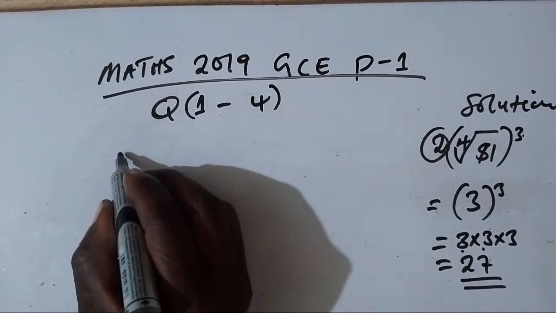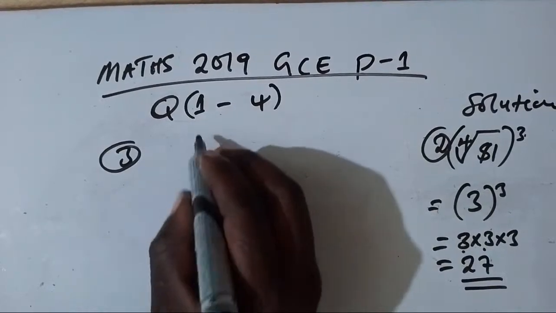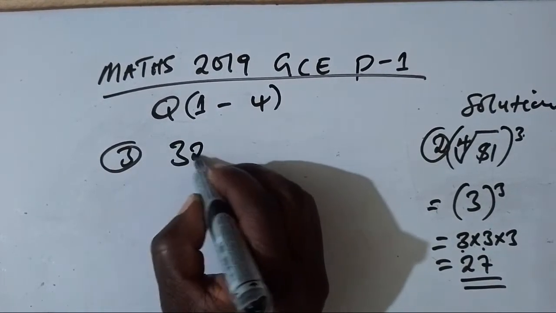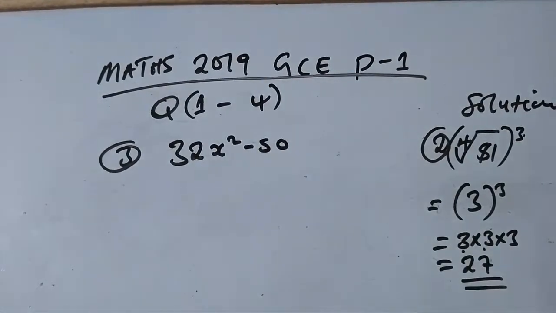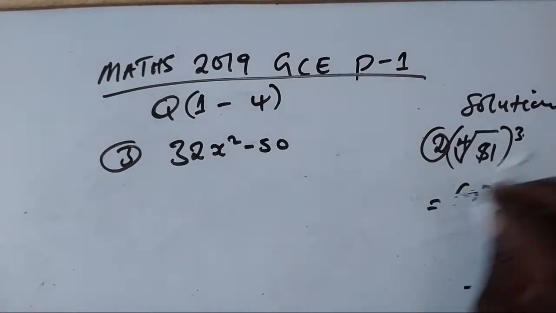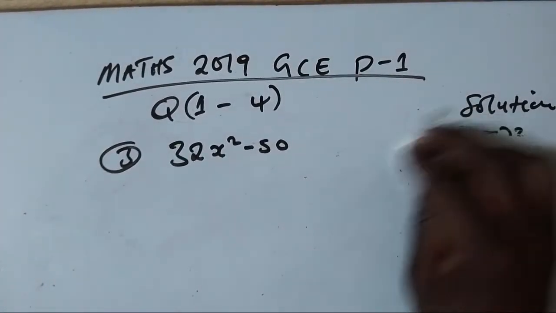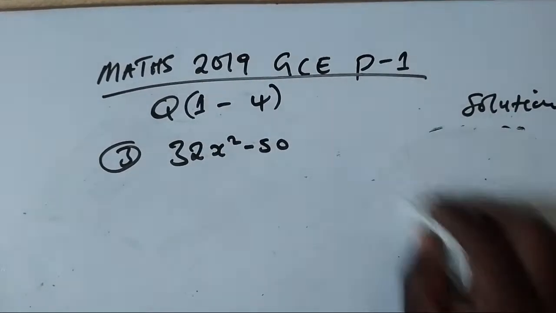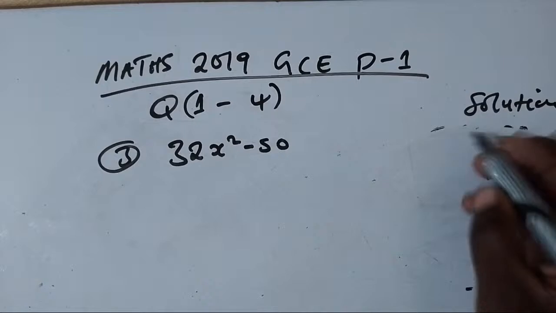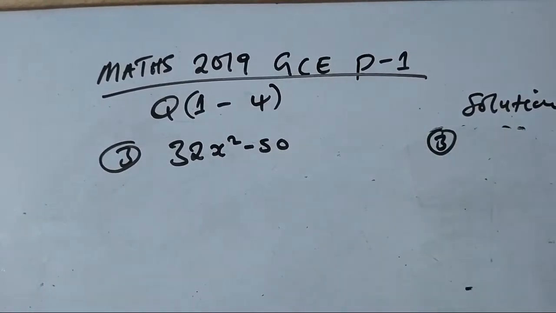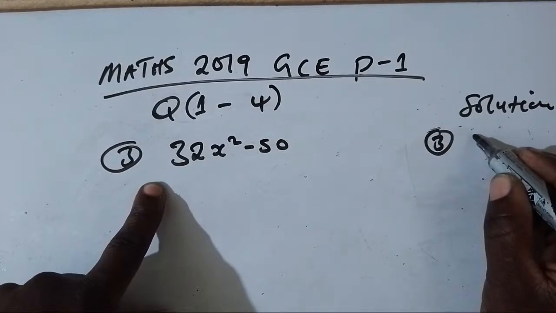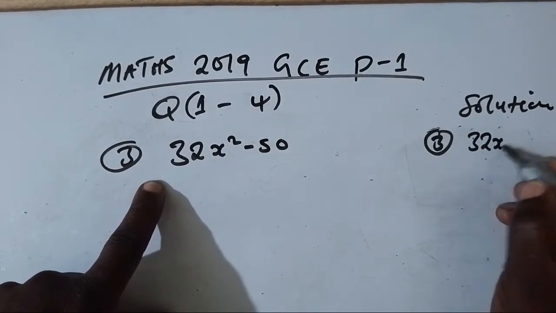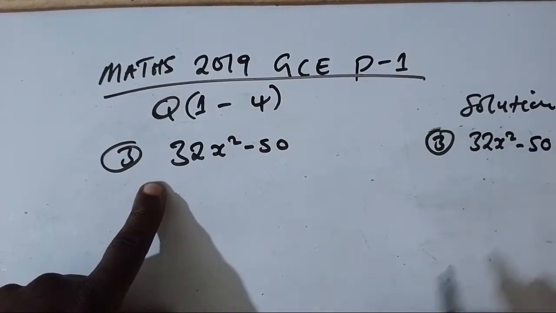So we move on to question 3, which says factorize completely. We have 32x squared minus 50. Then here we're also going to create a space, which is we're looking at question number 3. So here, when you are told to factorize completely, let's write down the question. So that's 32x squared minus 50.